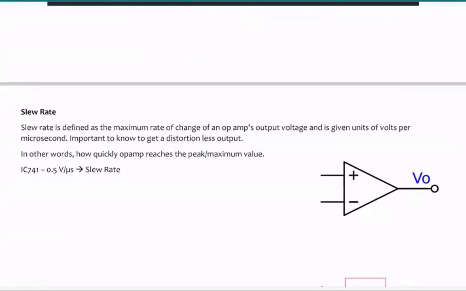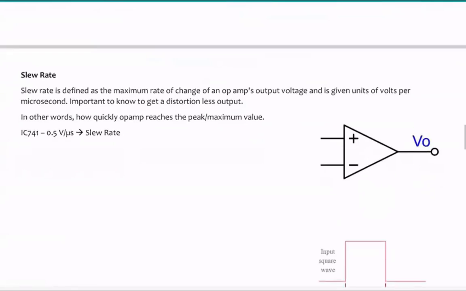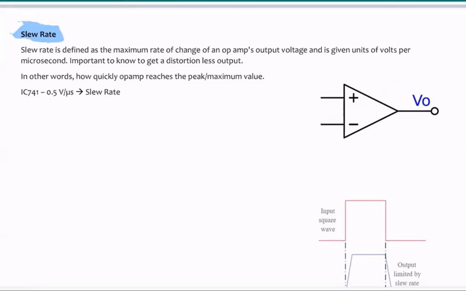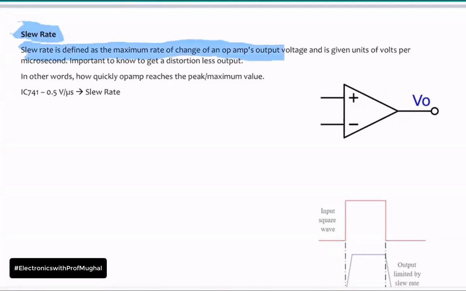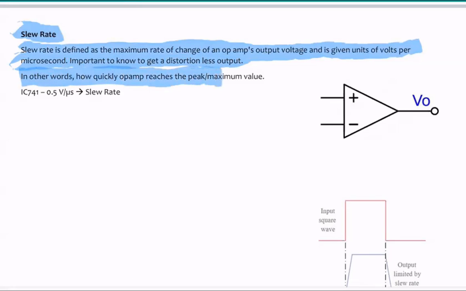Moving on to slew rate. Anybody heard of this thing right here? Slew rate. What is the slew rate? Slew rate is defined as the maximum rate of change of an op-amp's output voltage and is given units of volts per microsecond. Important to know to get a distortion-less output. In other words, how quickly the op-amp reaches the peak maximum value.